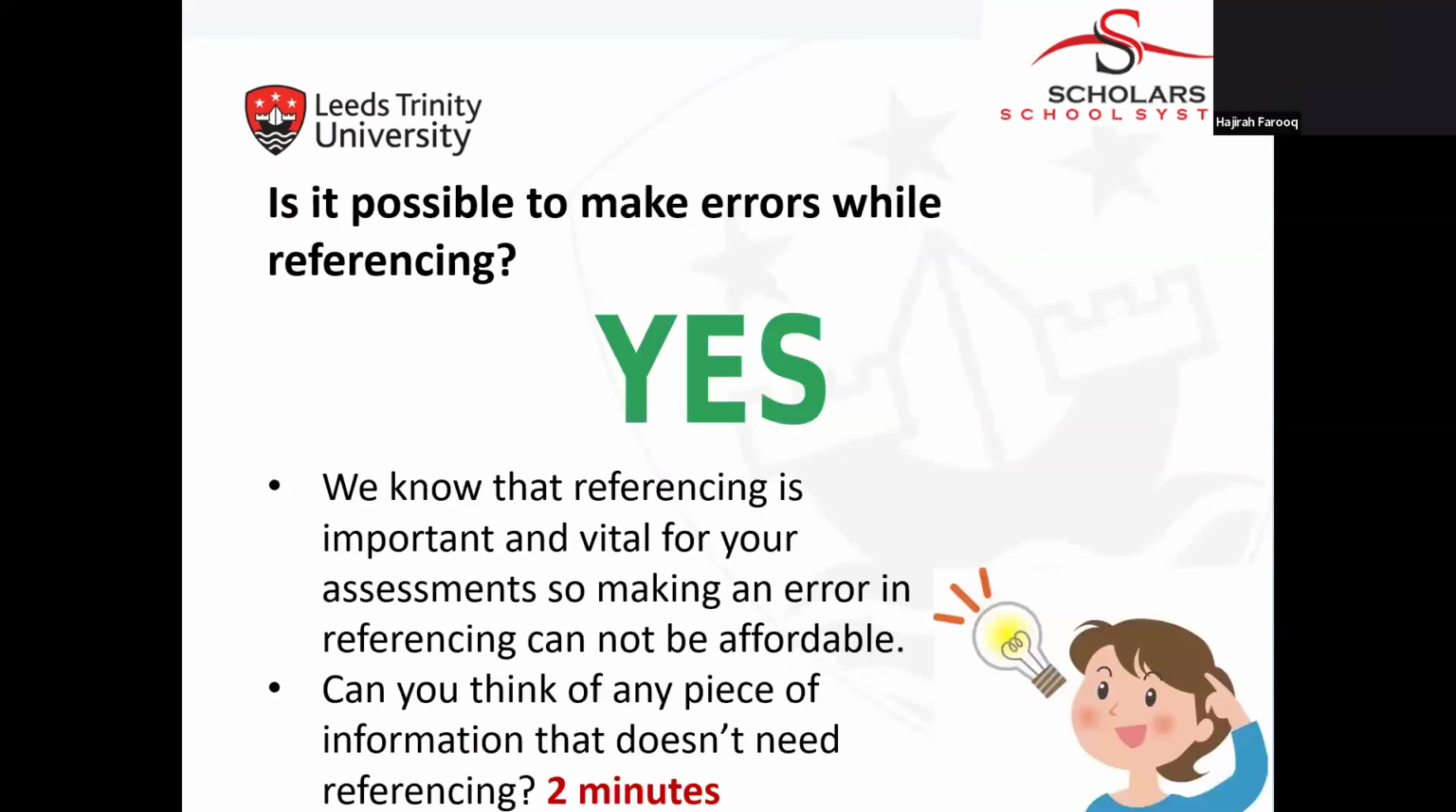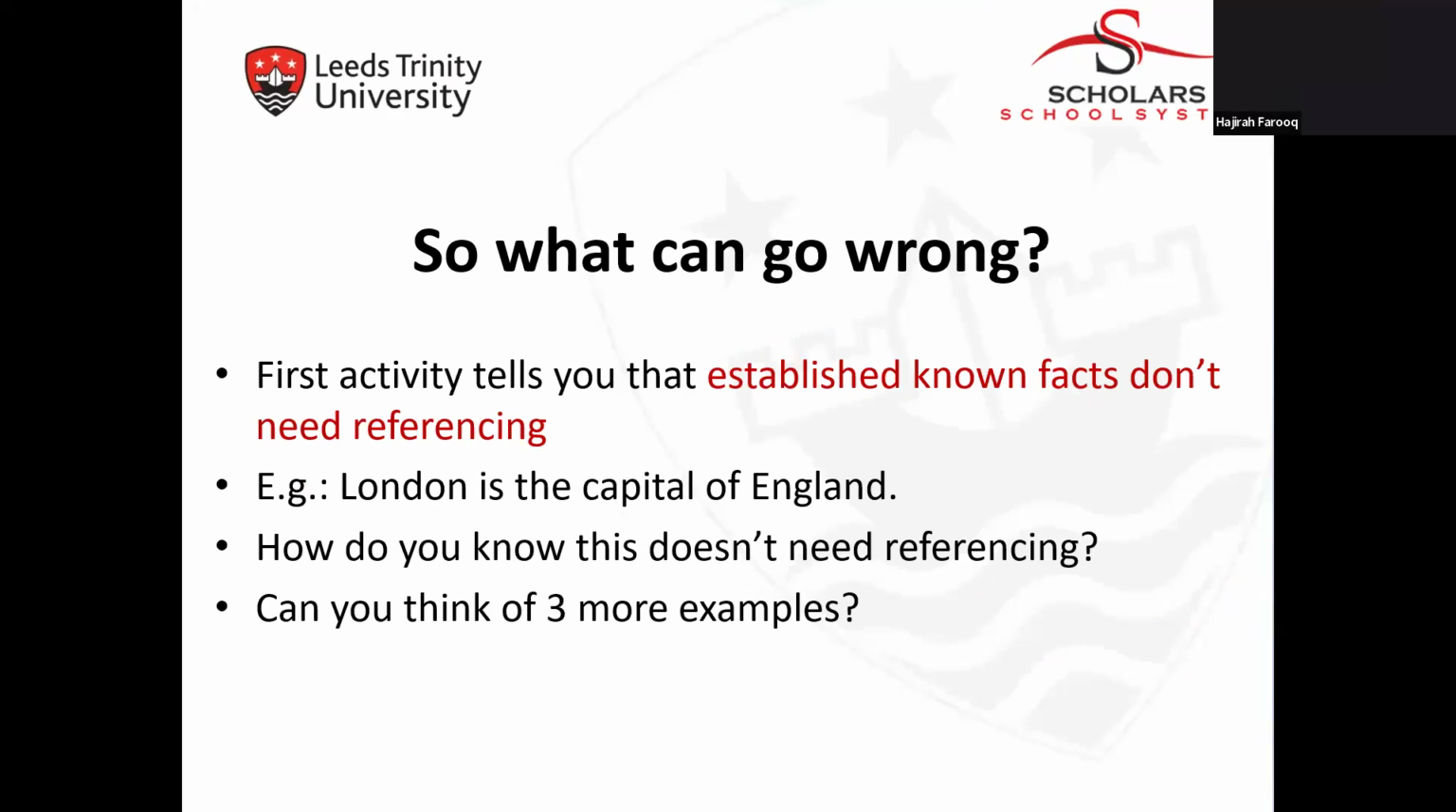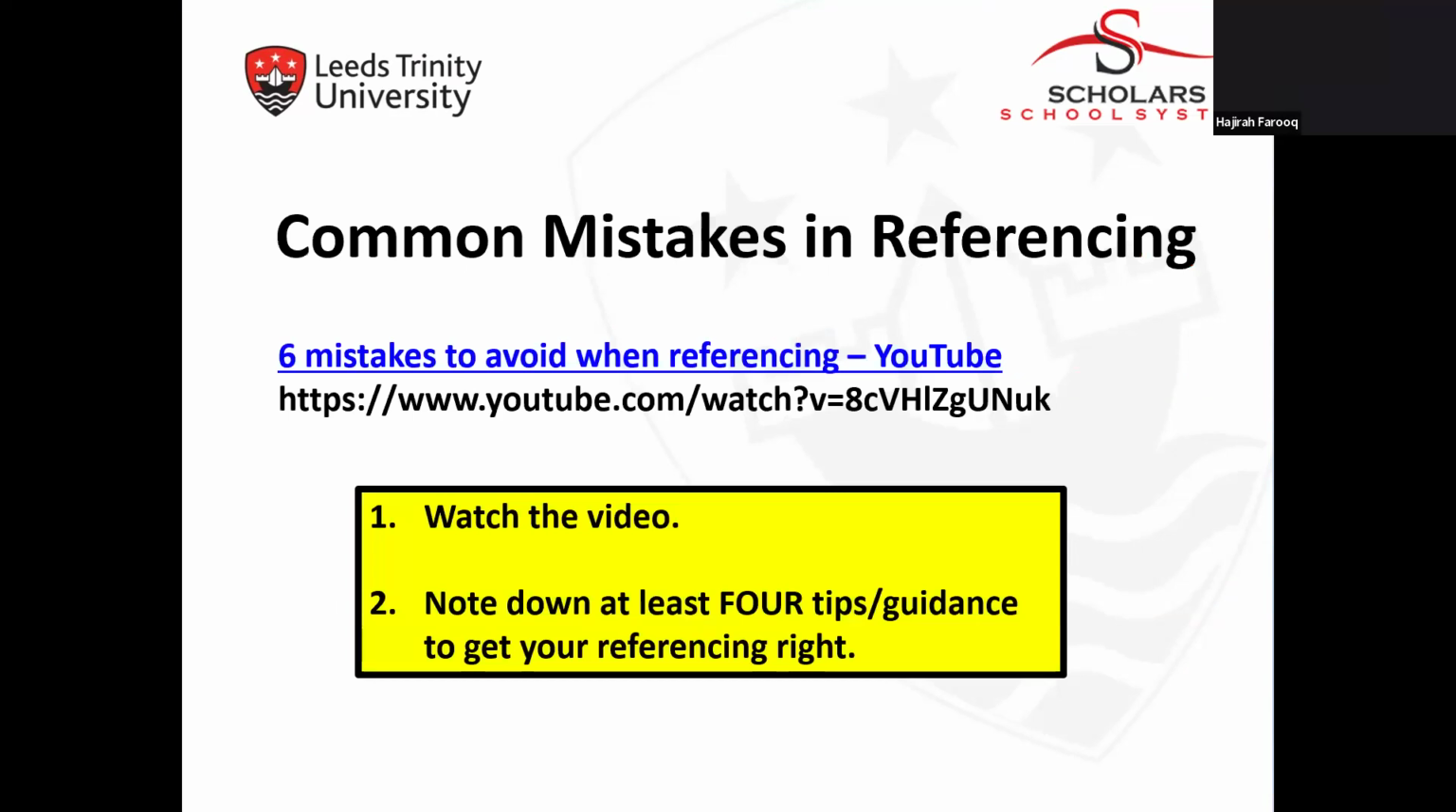After that, we discussed if it is possible to make errors while referencing, and the answer to that was yes, of course. We also discussed if there is any information that would not require referencing, and the students had to brainstorm about it a little bit. And then we also discussed what can go wrong while referencing. After that, we discussed some of the common mistakes in referencing to further improve our knowledge regarding this topic.